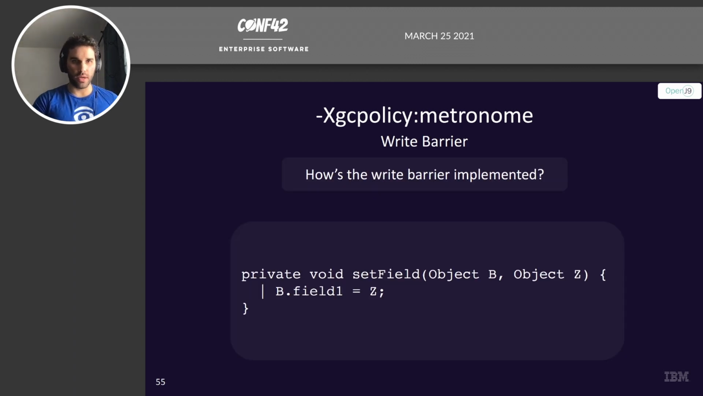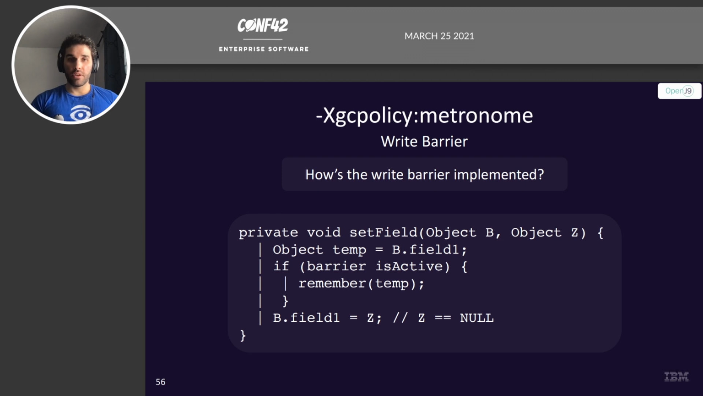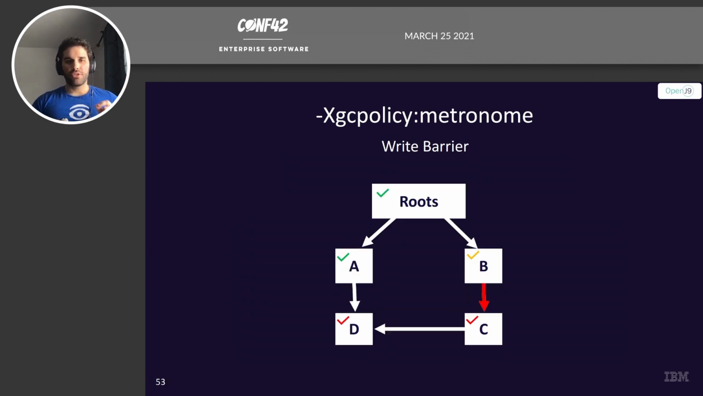So how does snapshot at the beginning actually work? It is implemented this way, meaning we remember the reference before we actually do the store. We put it in a temporary field, remember it, if the barrier is active. So if you come back to the object graph here, the barrier is triggered whenever we delete the reference from B to C. So instead of having a resulting object graph like this, we would have something like this. In this case, we would actually remember object C, which is considered garbage because we don't really need object C. It just happens to be in the path of object D. That's why we have a lot of floating garbage with this type of barrier.